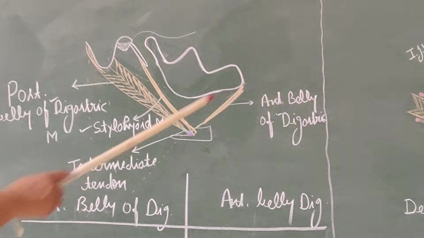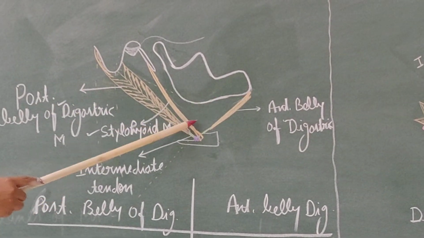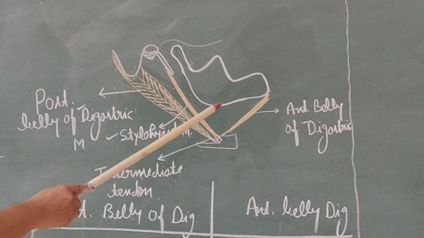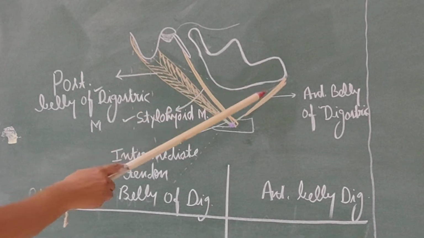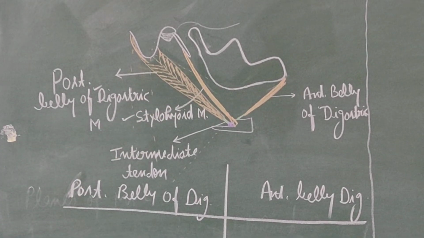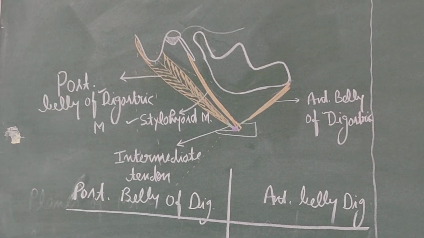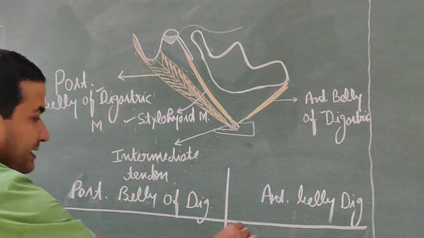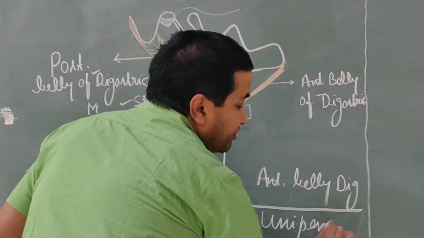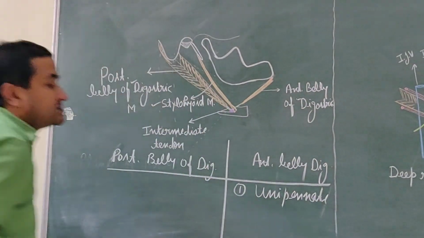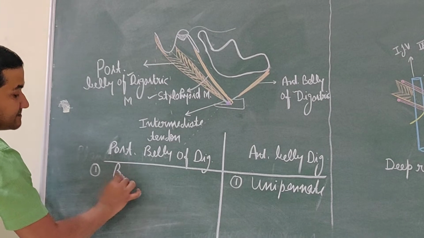Now, if you remember, this structure forms the boundary of the digastric triangle. The digastric triangle is formed by these muscles, assisted by the styloid muscles. If you compare the anterior and posterior belly of the digastric, the anterior belly is a unipennate muscle, while the posterior belly is a bipennate muscle.